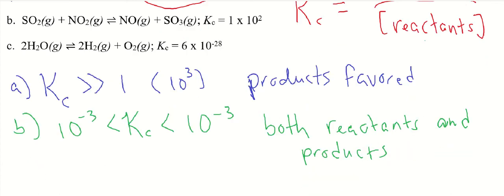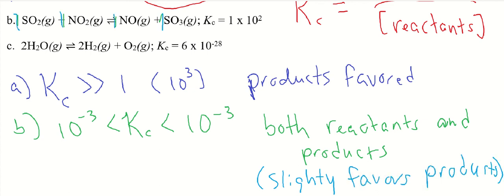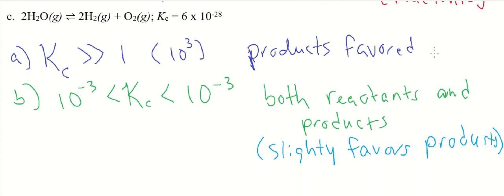For a reaction where the mole ratios are all 1 to 1 to 1, you can say this slightly favors products. The coefficients are all 1s. If they weren't all 1s, then it wouldn't be so easy, so obvious to see that.